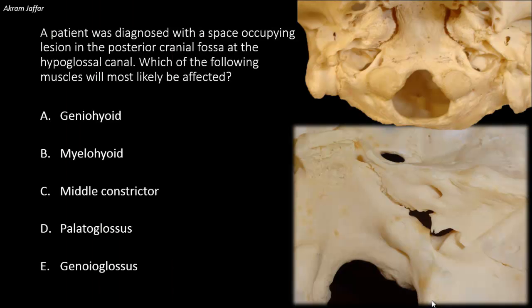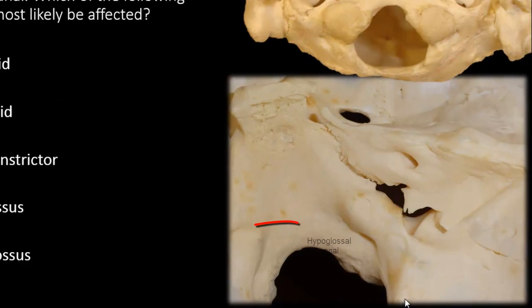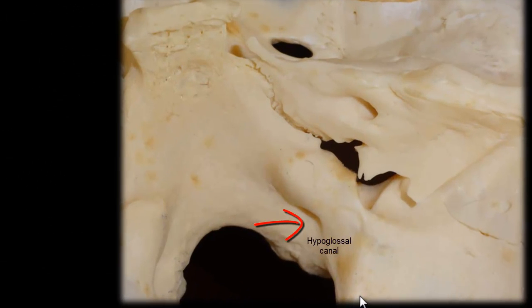A patient was diagnosed with a space-occupying lesion in the posterior cranial fossa at the hypoglossal canal. Which of the following muscles will most likely be affected? Here we can see the hypoglossal canal from the inside of the posterior cranial fossa. It is located just above the foramen magnum.